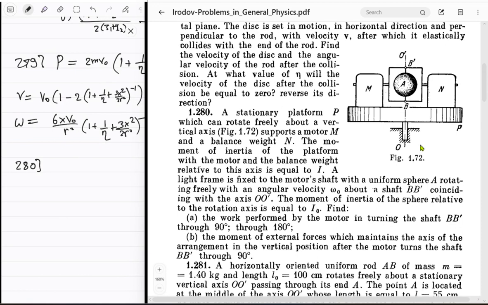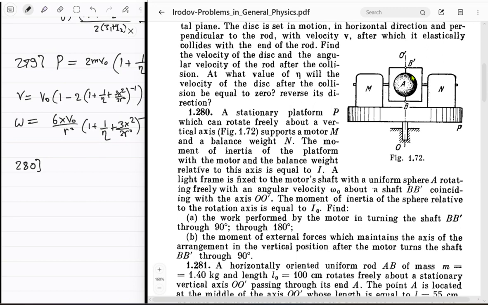What else? And the moment of external forces which maintains the axis of the arrangement in the vertical position after the motor turns the shaft. Wow. What external forces? Which maintains the axis of the arrangement in the vertical position. So you mean axis O dash, right? That is always vertical. Okay, I get it. Which turns the shaft BB dash to 90 degree, right? We know that's going to happen. Cool.